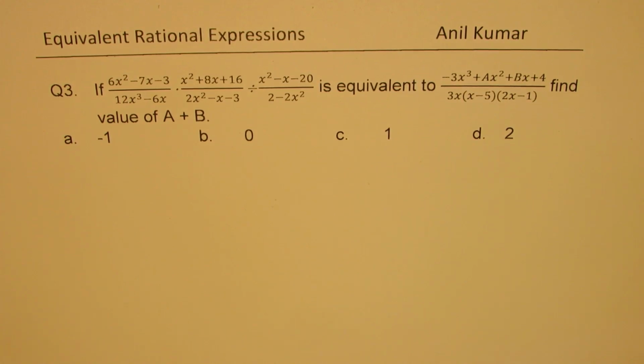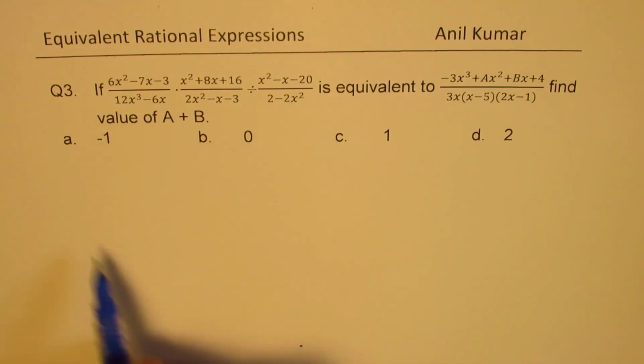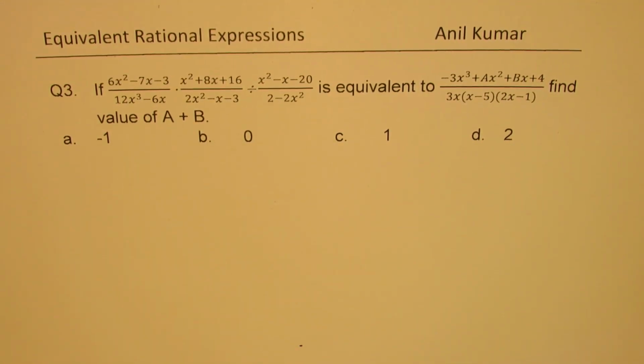In question number 3, we have to multiply two rational expressions and then divide by another one, and then equate it to an equivalent expression. Find the value of coefficients of x squared and x, add them up and match the answer. I'd like you to now pause the video, answer this question, and then look into my suggestions. Now I'll try to solve this in this very limited space. It will actually take a lot more space.